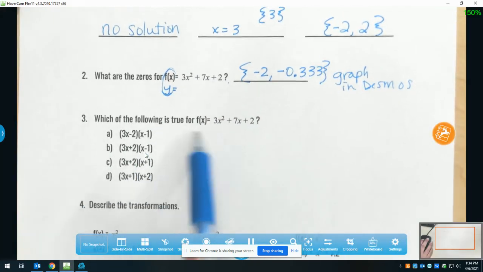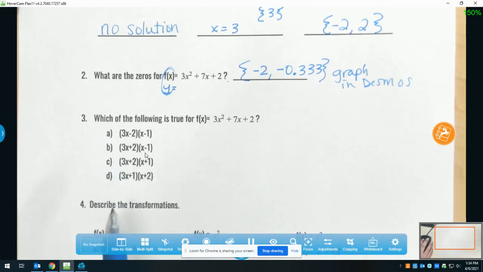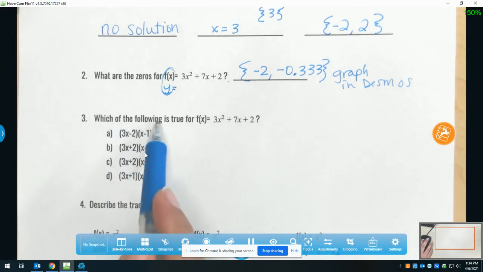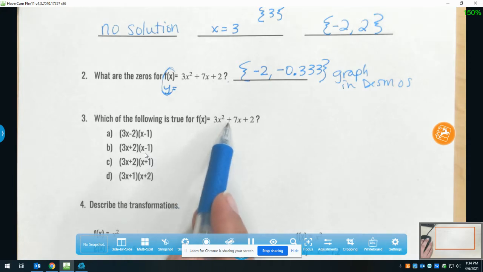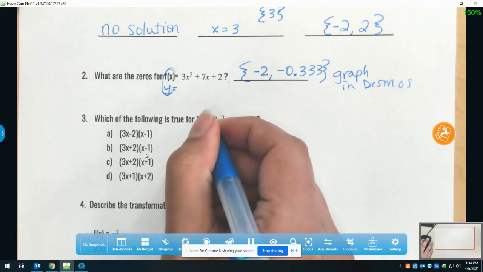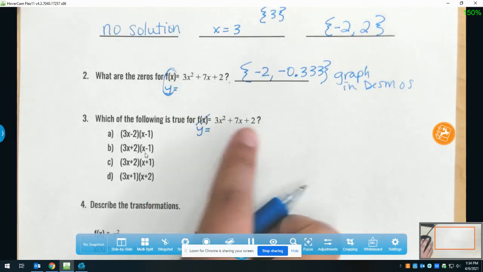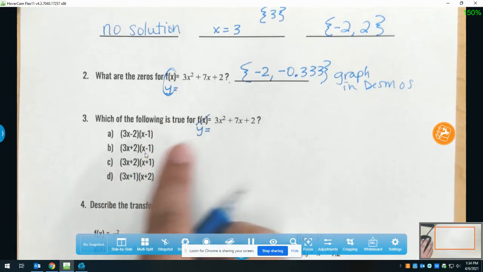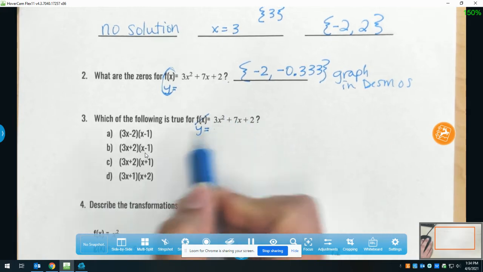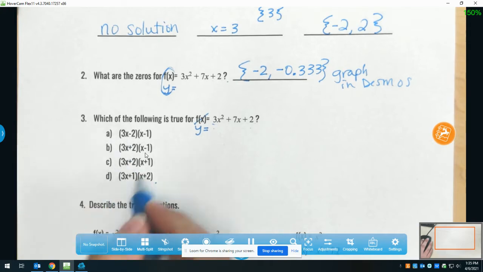And so the next one, notice that we didn't change our graph here. We saw this type of problem previously as well when we were looking at our factoring problems. So which of the following is true for f of x equals, and notice it's the same equation. So y equals in place of f of x, just knowing those are the same. But if we're looking for equivalent, that's essentially the task here, to determine which of these answer choices is equivalent to this. So these are our factored forms.